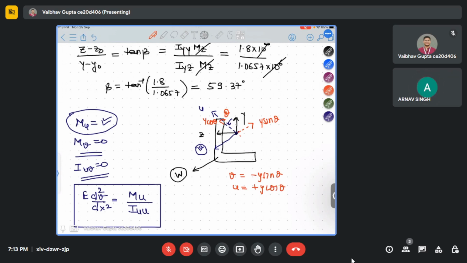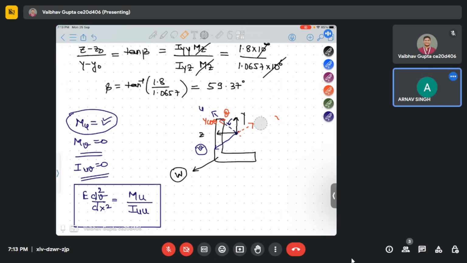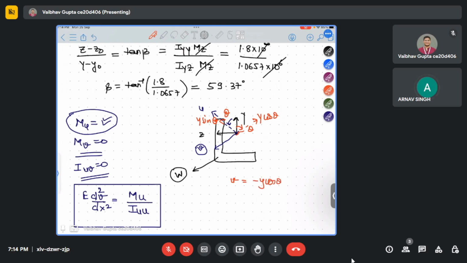Yes. But if you put clockwise direction, I'll solve this. If you put it like this direction, this theta angle, then this will become Y cos theta and this will become Y sin theta. So now your V will become minus Y cos theta and your U will become Y sin theta. Only this thing will change as per the orientation. Got it? Okay.